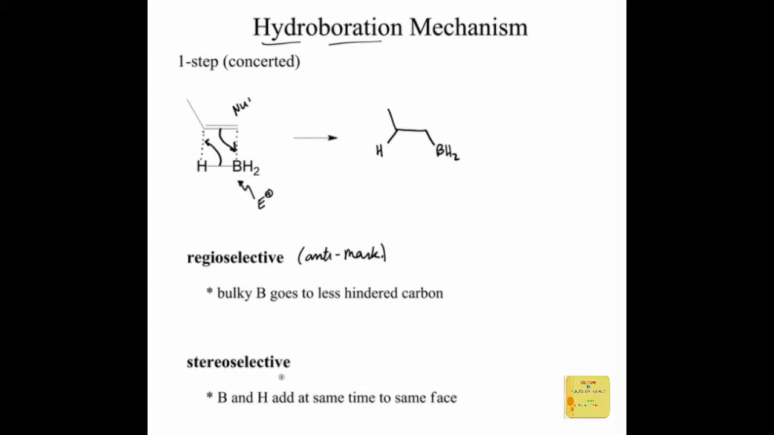Okay, it turns out this reaction is also stereoselective. We describe it as being syn addition, and that's because since the boron and the hydrogen both added at the same time, they had to add to the same face of the alkene, and we call that syn addition when they come from the same side. They add at the same time to the same face, called syn addition.